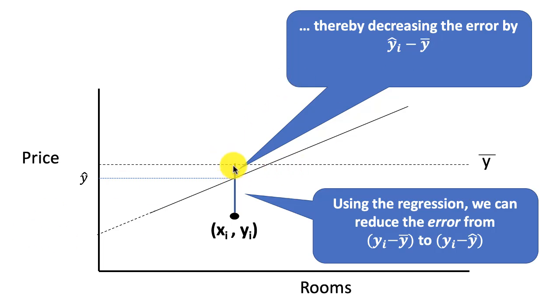This is yi hat minus y bar. We reduce the error from this to this. So that's what the regression model is doing. It's allowing you to reduce the prediction error, right? Now, sometimes people use the expression that regression is explaining some of the variation. Let's discuss what that means.